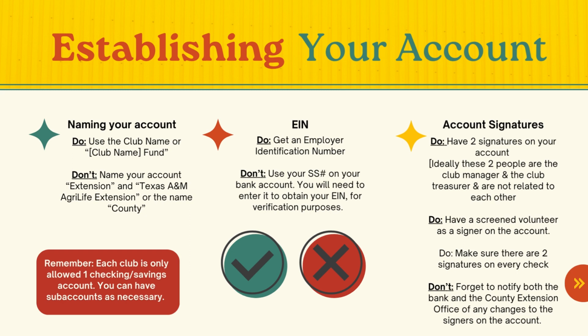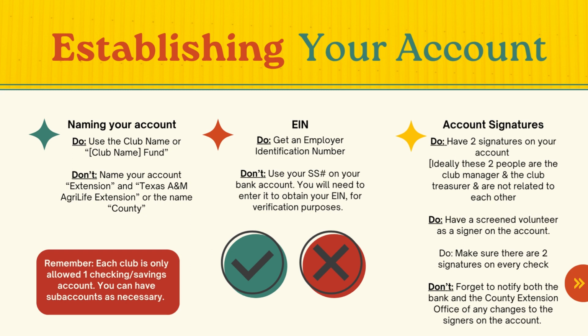As you set up that bank account, you will want to make sure that you have two signatures on your account. Ideally, these two people are the club manager and the club treasurer and are not related to each other or live in the same household. You will want to make sure that those adult leaders who are signing on that account are screened volunteers. We do want to make sure that there will be two signatures on every check, so we need at least two signers on the account.